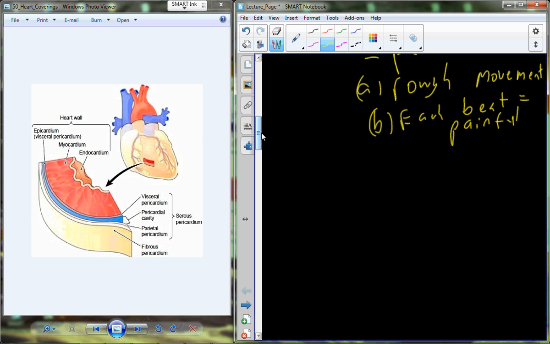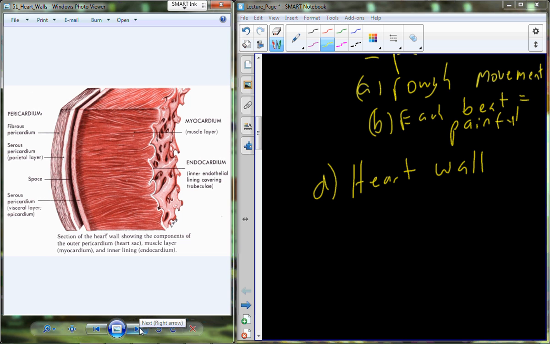All right, just below the visceral pericardium modeled here in blue, you have this very thick red tissue. This is going to make up what we call the heart wall. Here's a slightly different view of the heart wall. You'll still see our pericardium, our pericardial space, and then the visceral or serous pericardium, and then we have all of this tissue.